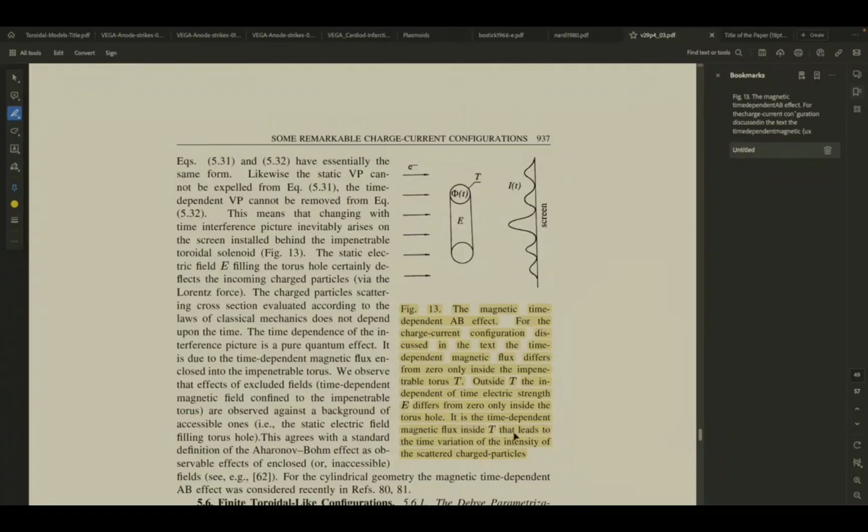It is the time-dependent magnetic flux inside T that leads to the time variation of the intensity of the scattered charged particles, right? So anyway, we've got charged particles coming in here, and they are scattered, and you can see that there seems to be a concentration in the center.